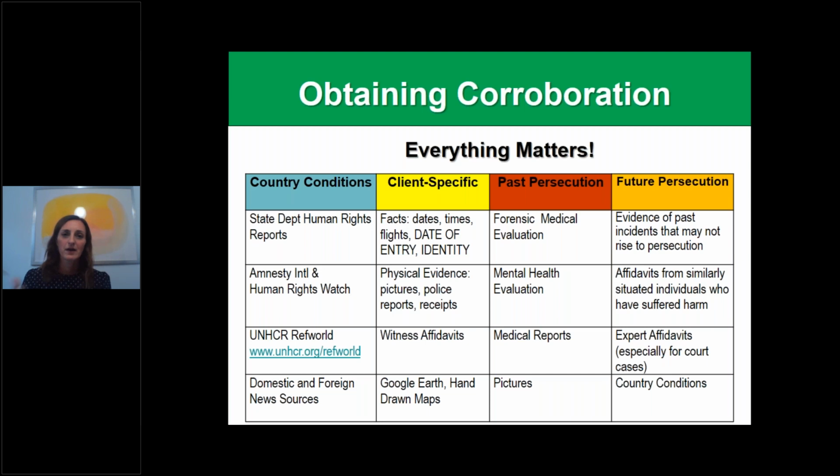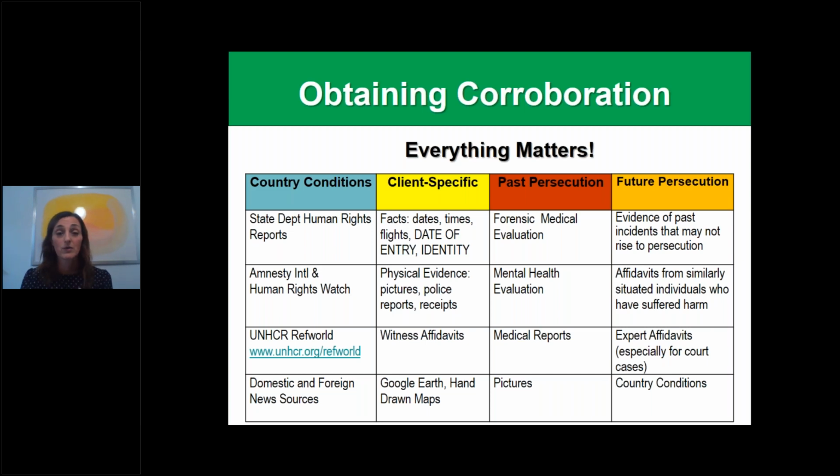Now, the final piece is that you need to prove that your client fears future persecution. And proving future persecution is a pretty tricky thing to do. So what we often do is, again, rely on country conditions evidence showing, these are the current conditions in the country. Nothing has really changed there. Often, too, we rely heavily on expert affidavits.